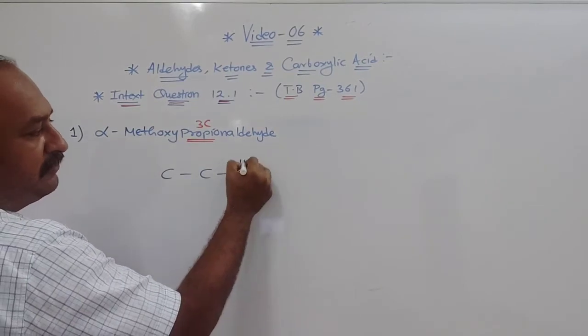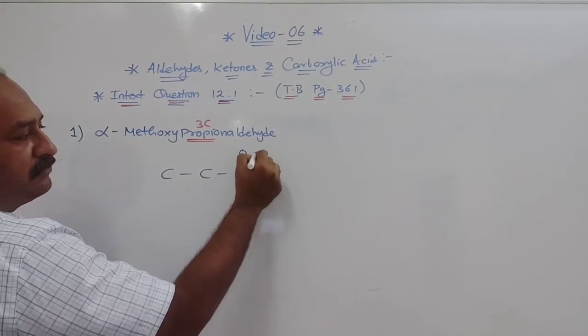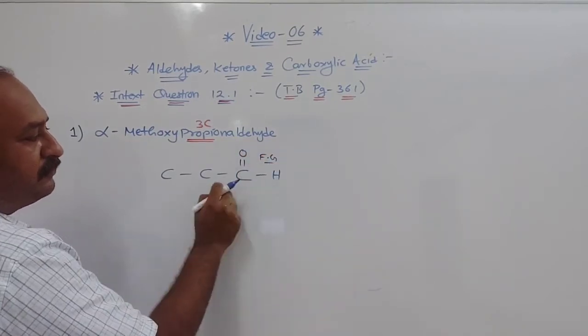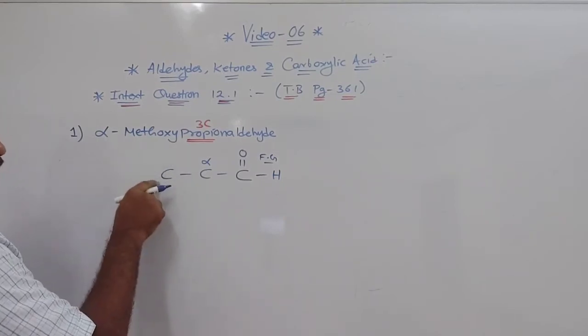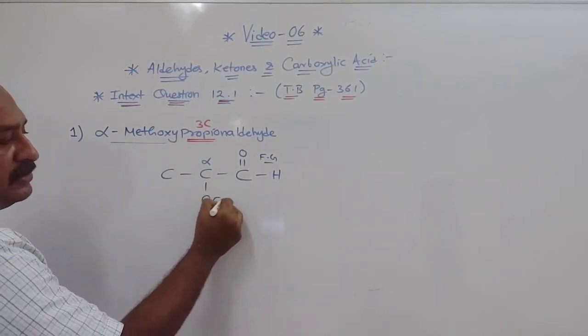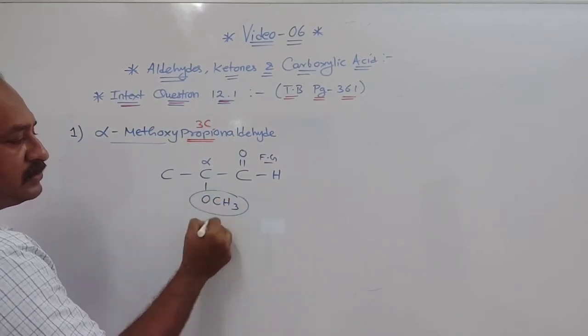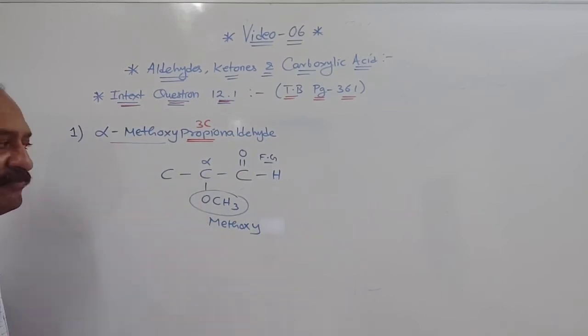So this carbon I will take as the aldehyde carbon. Understood? And this is your functional group. Now next to the functional group carbon is your alpha carbon, and next to that we call it the beta carbon. But here it is alpha methoxy. Methoxy means OCH3. This is your methoxy group, and it is at the alpha position.